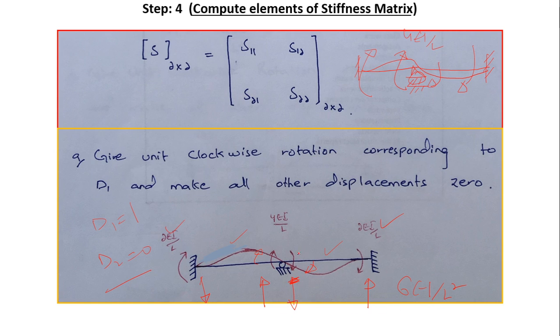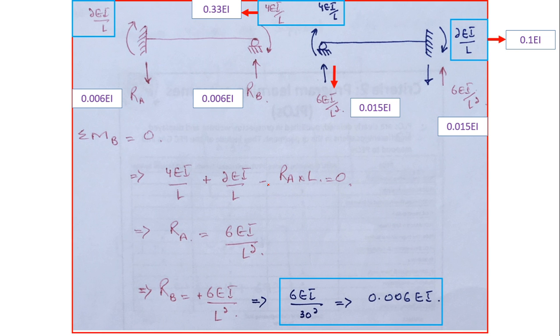Similarly, 4EI by L is near end moments and these are far end moments. Okay, in the next case, it has been explained. You can see why it is 6EI, and he has actually found out 6EI by L square. In this case, the moments 4EI by L and 2EI by L, everything has been found out.